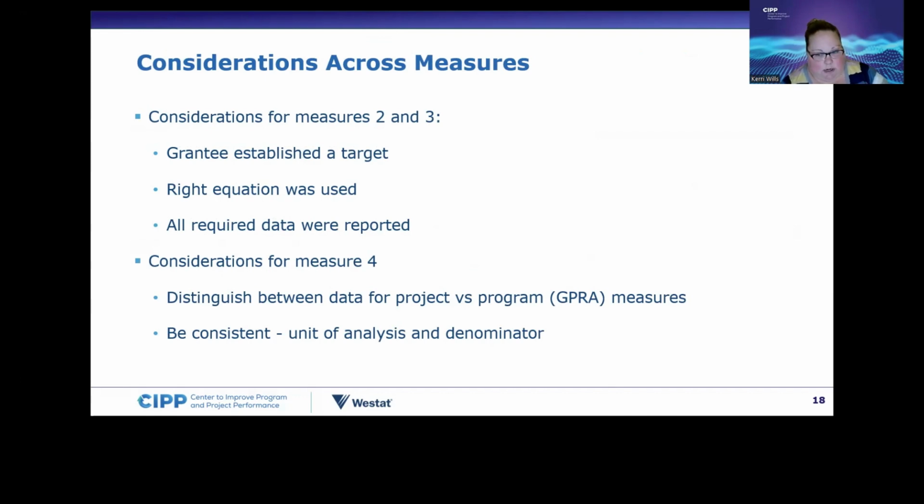Then for measure 4, the child outcome measure, grantees should make sure to distinguish between the data for project versus program measures, because we find sometimes they don't distinguish between the two, and it's hard for us to pick out which measure is actually looking at the child outcome data. Grantees should also be consistent in their unit of analysis and denominator. So, for example, if the outcome you're looking at is the number of students in participating schools identified as at risk for reading will decrease, then the denominator should be at the student level, not the school level. And some of the time, what we found is that grantees are reporting numbers at the school level, even though the data is being calculated at the student level.